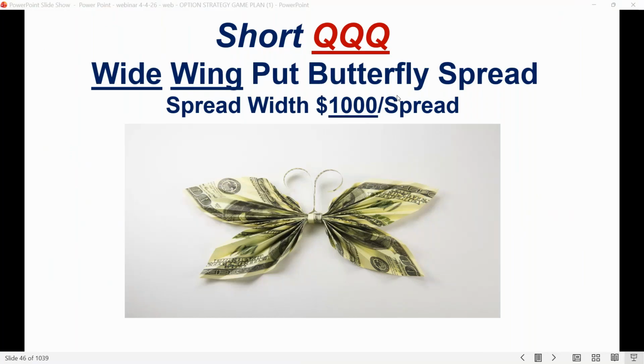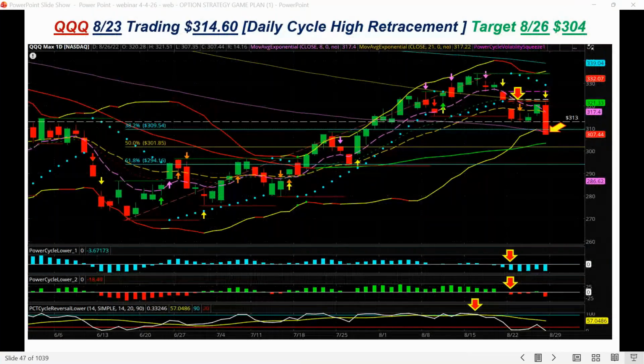And this was a wide wing put butterfly, $10 wider, $1,000 wide spread. So this trade was set up for a downside move, wanted to keep the risk low. And so it was trading right here on the trade, QQQ 314.16, right here. And it was breaking. Here was the trade setup, was breaking this area here.